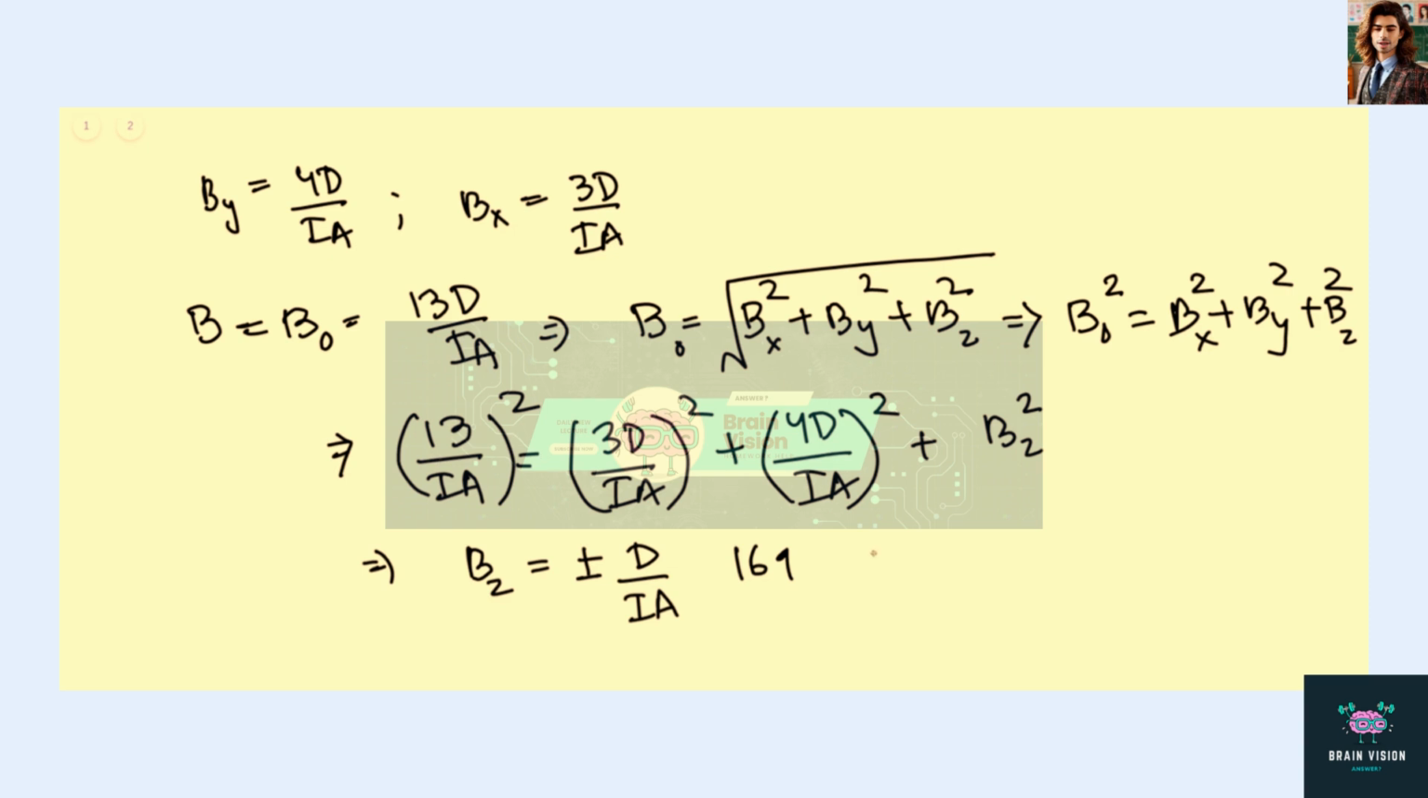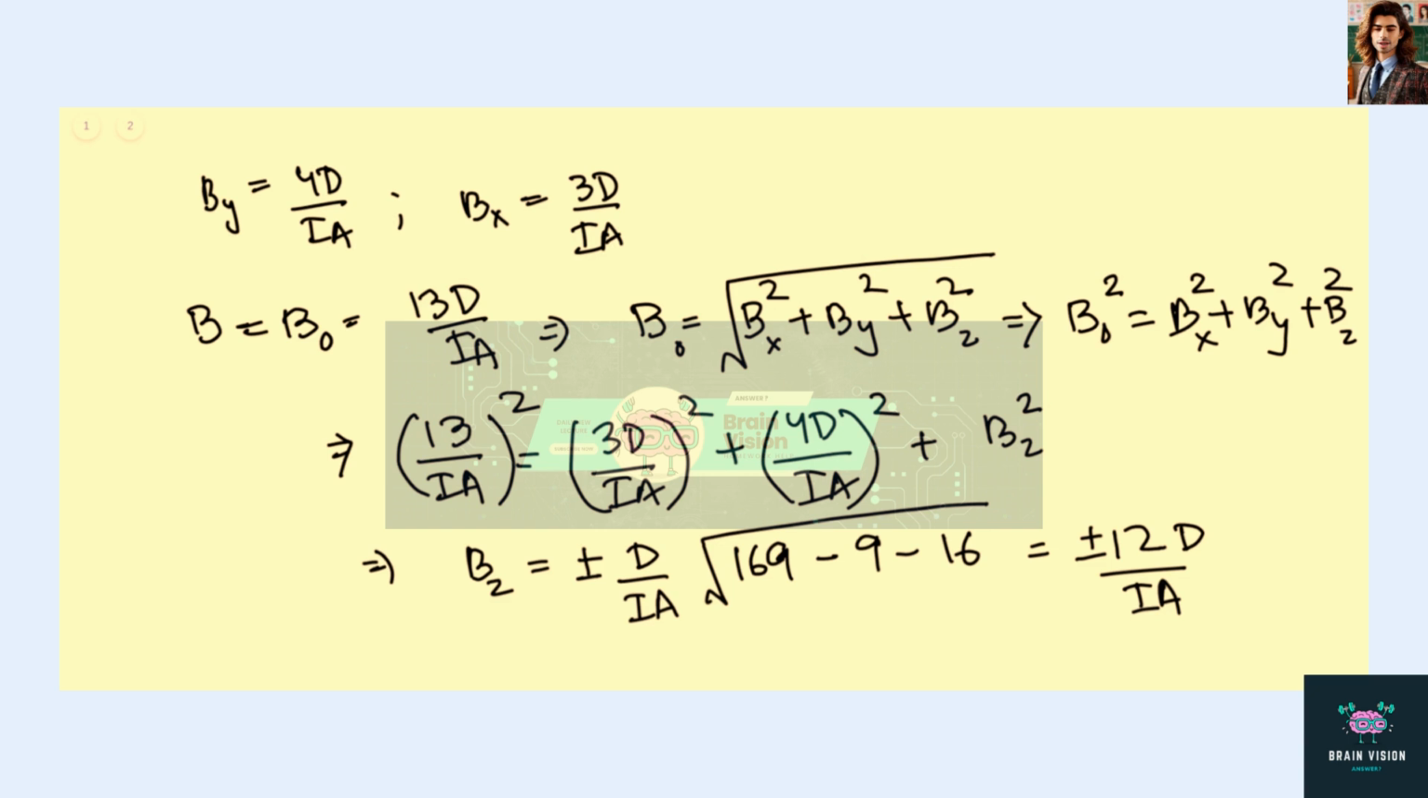square root of 169, which is 13 square, minus 3 square, which is 9, minus 4 square, which is 16. This calculation is really easy, so please try that. And this is equal to plus minus 12D over IA.